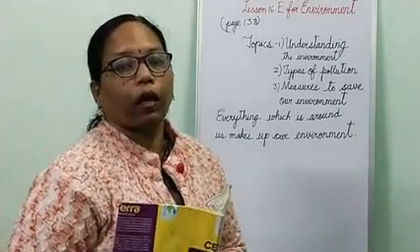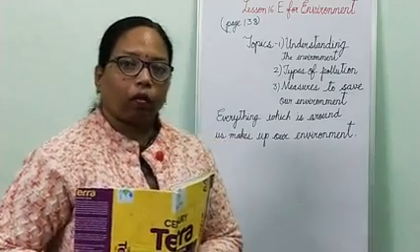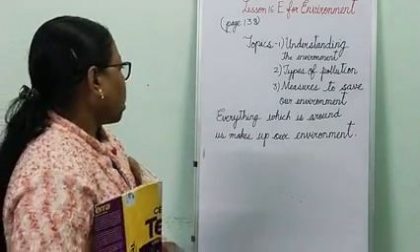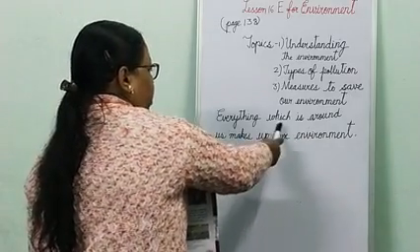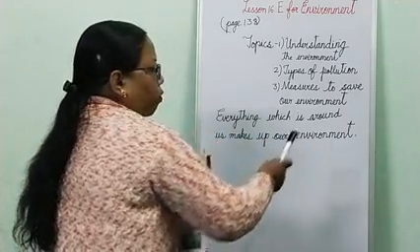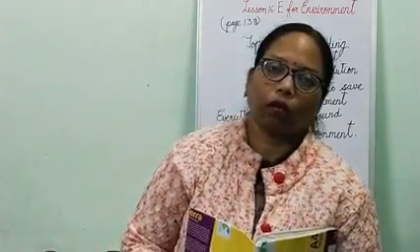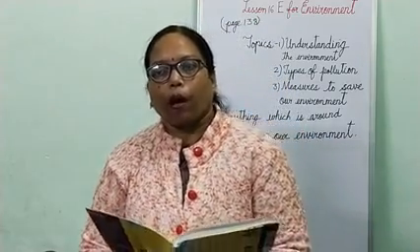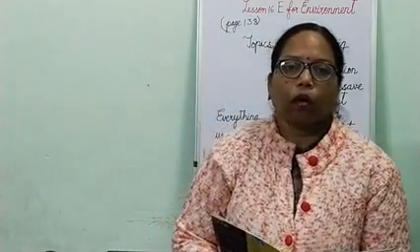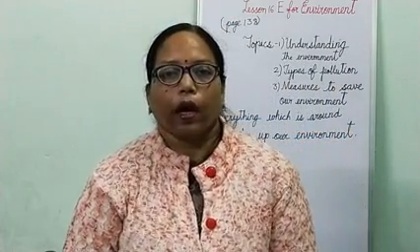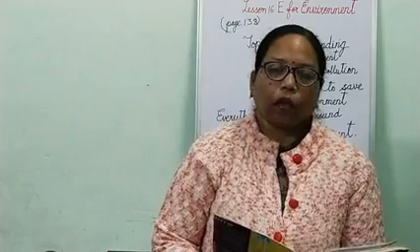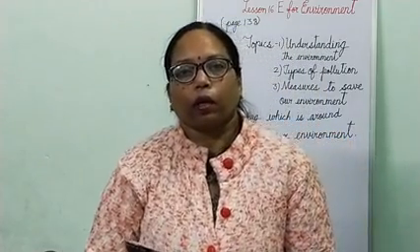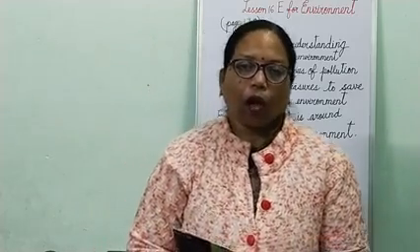Children, what do you mean by environment? Everything which is around us makes up our environment. There are so many things in our environment. Some are living things and some are non-living things. Living things are many in number, like birds, animals, insects, human beings. There are also non-living things such as houses, buildings, computers, mobiles.